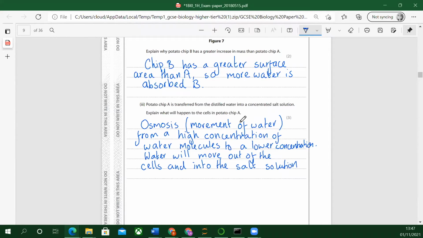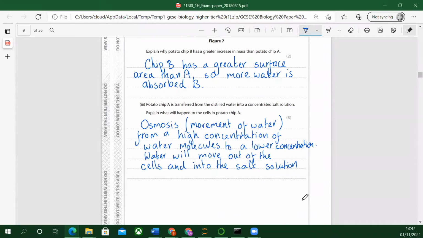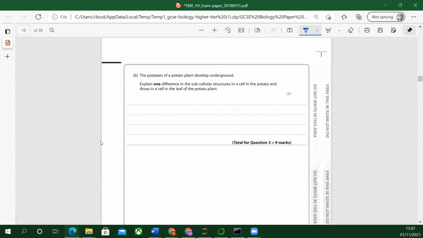Okay, so I explained it. Okay, and why as well there. I'll go back up just to let you screenshot that. Okay, so B. The potatoes of a potato plant develop underground. So if you've grown potatoes, you know this, so you have to dig them up. Okay, we've got some last year.